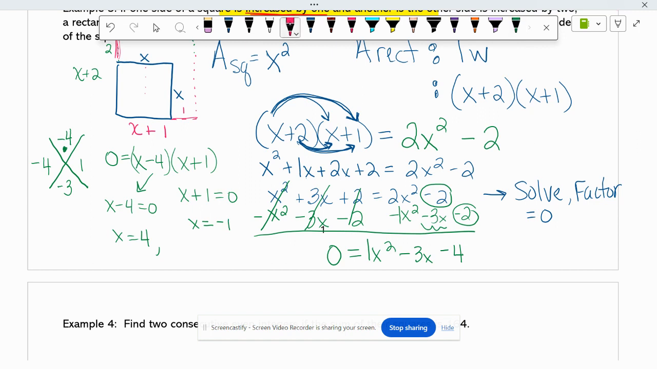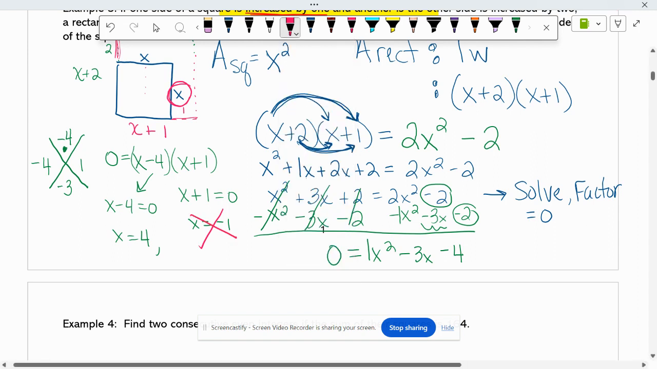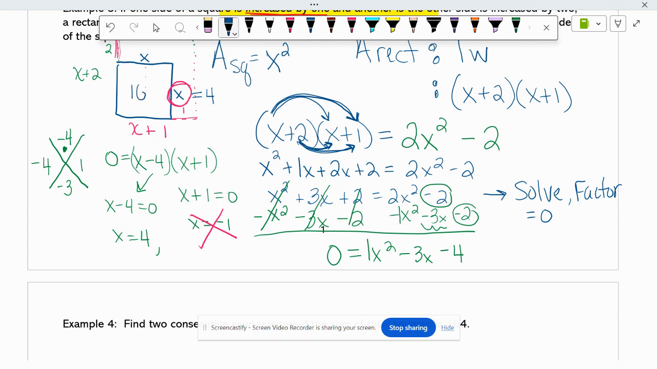Is it possible for this square right here, this measurement that we drew on our square, to be negative 1? What's negative 1 look like for a measurement of a side? This is the third one we've done with a negative. Can we have a negative dimension on a square or a rectangle? No, can't be possible. So let's see. X is 4. So the area of my square is 16. We know that because 4 times 4 is 16.